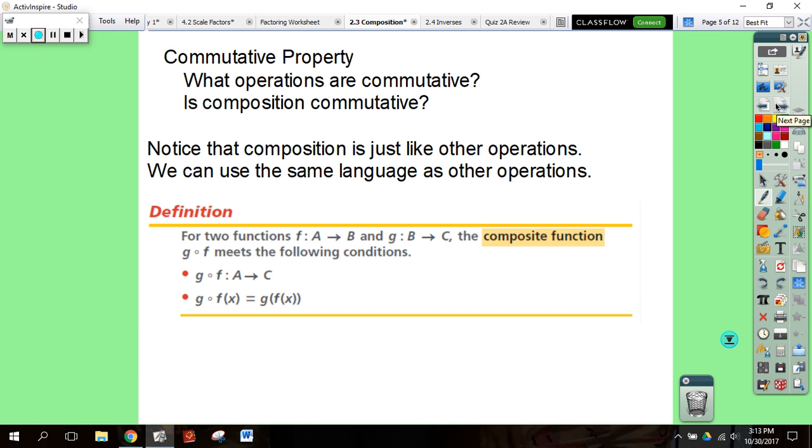Okay, what operations are commutative? Commutative means you can switch the order and still have them be the same thing. So if you do 3 times 4, it's the same thing as 4 times 3. If you do 3 plus 4, it's the same thing as 4 plus 3. Is composition commutative? Only in certain situations.